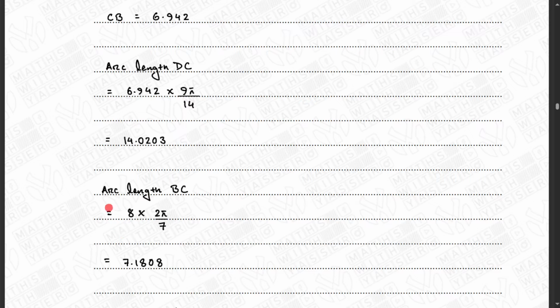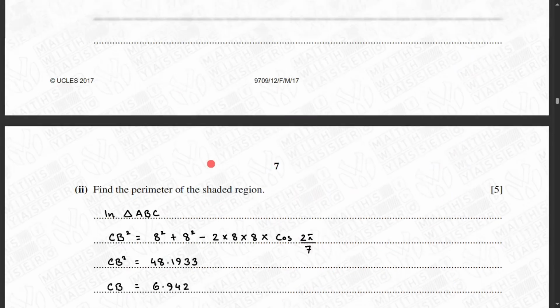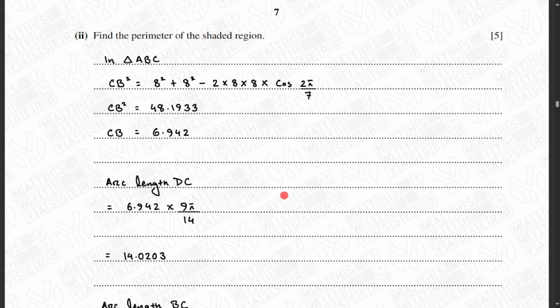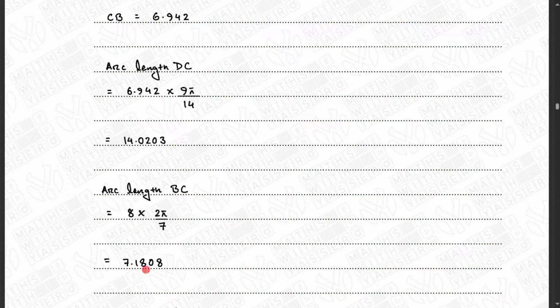Now the arc length BC will be, the formula is again r theta. So the radius is 8 centimeter. The radius is 8 centimeter and the angle is 2 pi by 7. So I'm trying to find the arc BC with the help of this radius and the angle. And that gives us 7.1808.